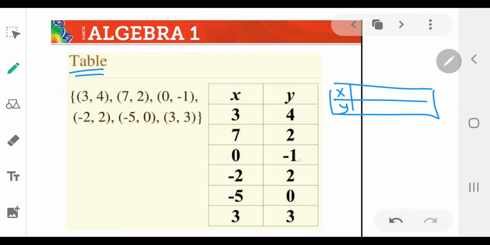We use a table to represent a relation: the x values, which are the domain, in one column, and in the other one we write the range, which are the y values. So here 3, 4 comes here, 3 and 4. 7, 2 is written here. 0, -1, -2, 2, -5, 0, and the last ordered pair 3 and 3. This is the second kind of representation of a relation.